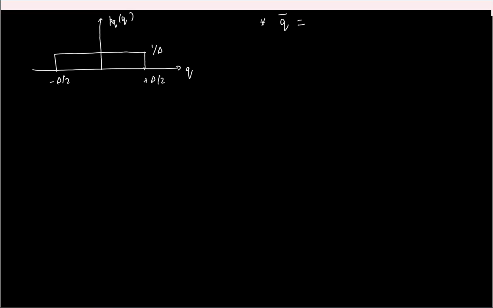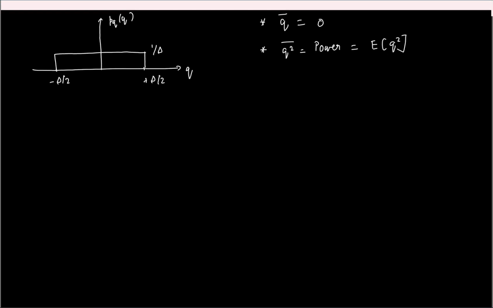So let's move on. Let me draw the PDF once again. It's spanning from minus delta by 2 to plus delta by 2. This is 1 by delta. So what is the mean of this? Mean is 0 because it takes both positive and negative values with equal probability. What is the mean square value? Mean square value is the power, right? So what is the power? How can I find it?